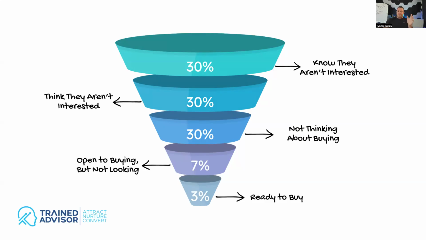So 3% of these people are ready to buy, 7% are open to buying but not actively looking, 30% are not thinking about buying, 30% think they aren't interested, and 30% know they aren't interested. When I break these numbers down, you can mix and match them a number of different ways. But if you look at the top 90% right here, these are people that are not actively looking. They're not actively thinking about the problems that you can solve. It's just that there's no recognition, right?